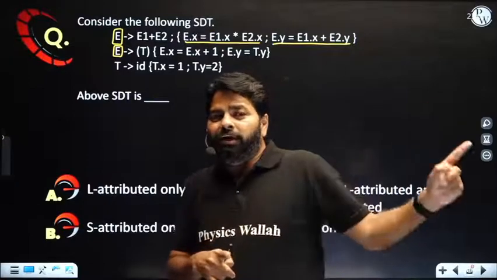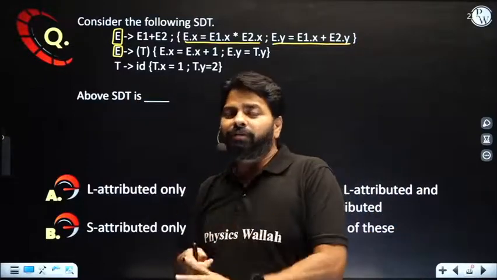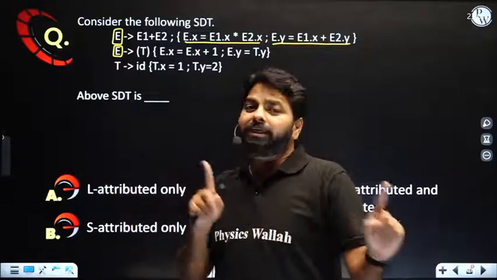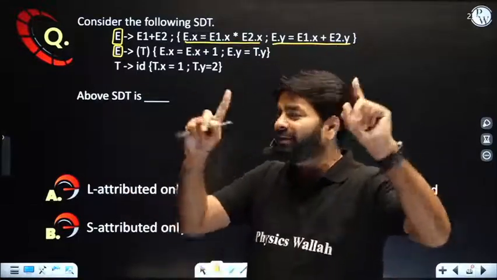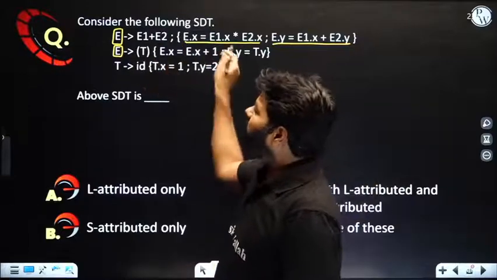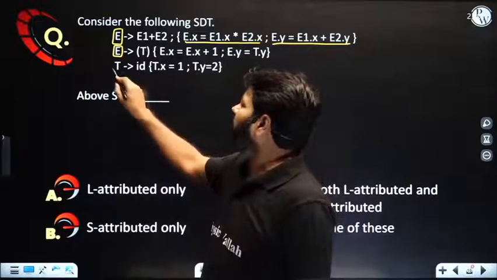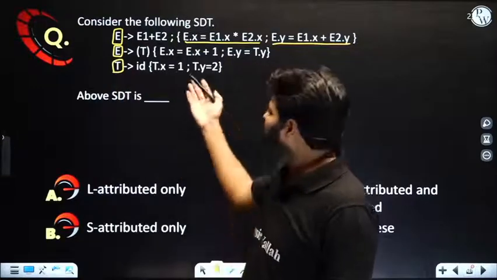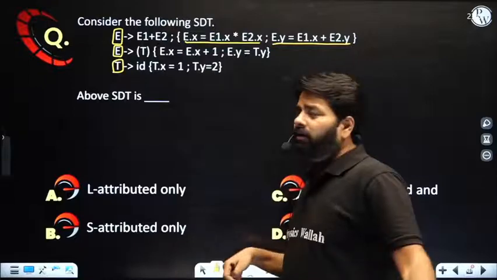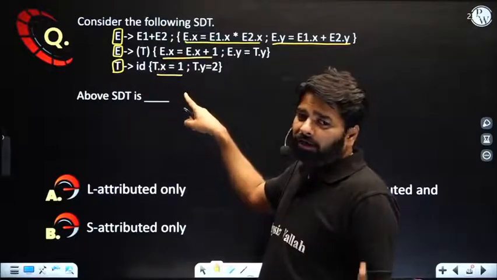In S attributed grammar, you can depend on only child. In L attributed, you can depend on parent, you can depend on left sibling, you can depend on child. L attributed, S attributed. So do not worry about the inherited synthesized concept here. Now, this depending on child can happen in both types of definitions. T, depending on no one, just constants 1 and 2. Then fine. This one and this one can happen anywhere in both.